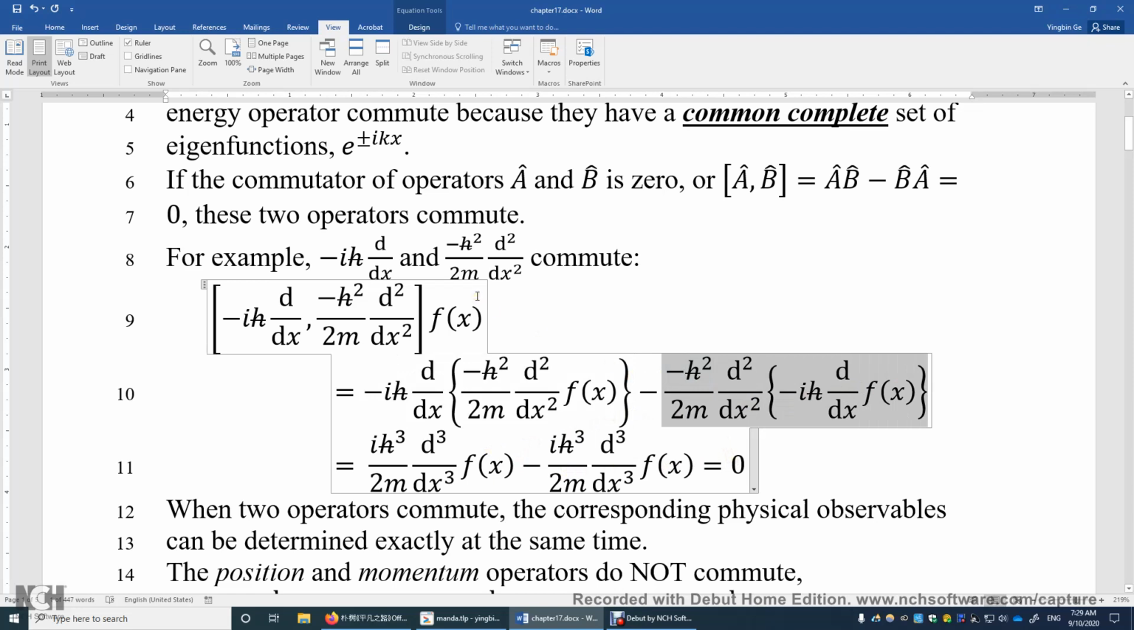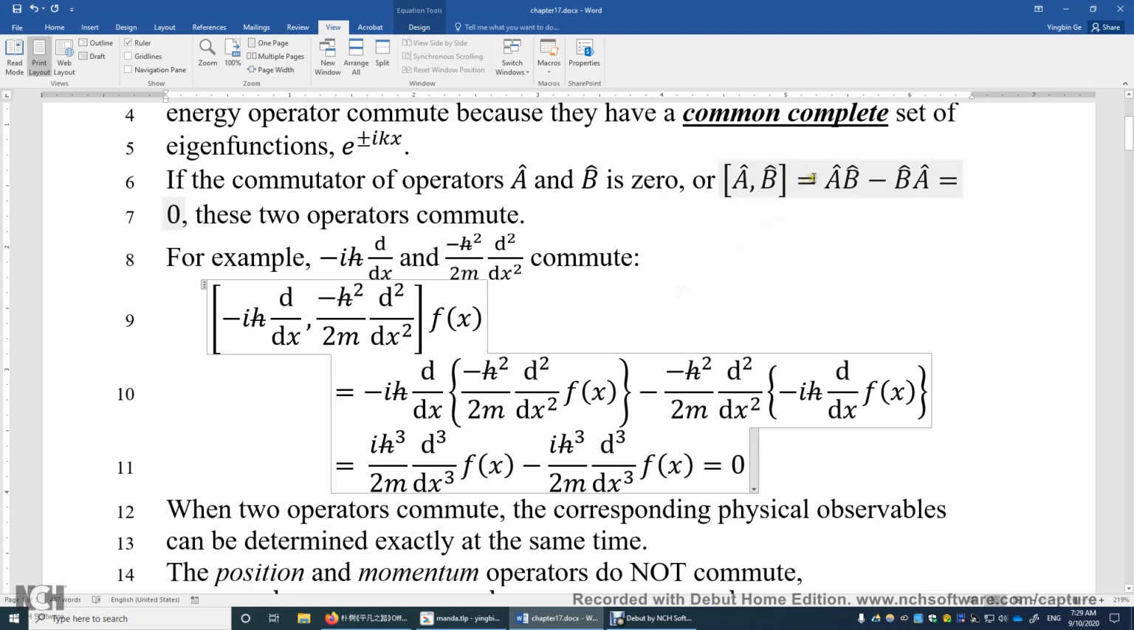So we say the commutator of the momentum operator and kinetic energy operator is 0. We say the momentum and kinetic energy operators commute. And that means we can determine the momentum and kinetic energy of the same system exactly at the same time.